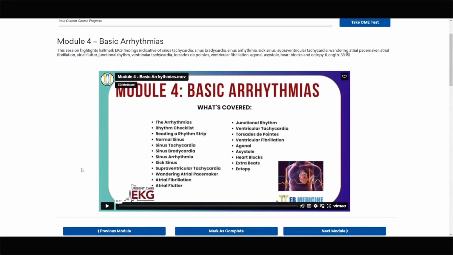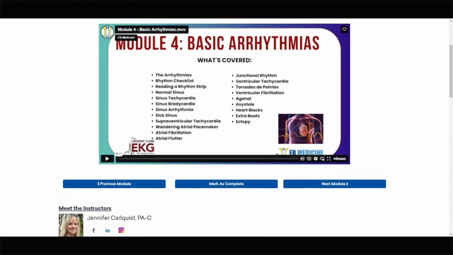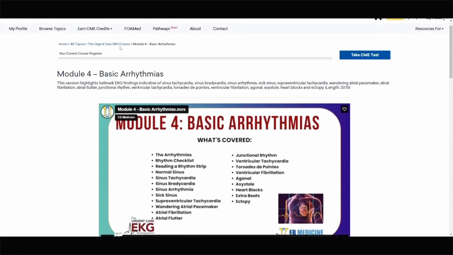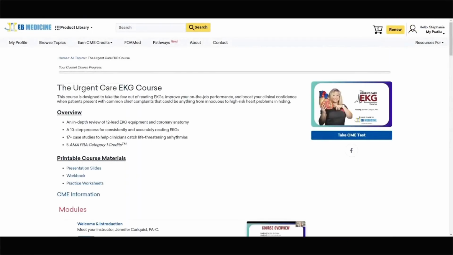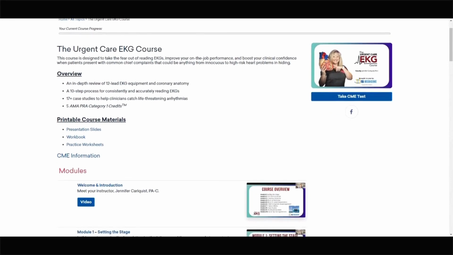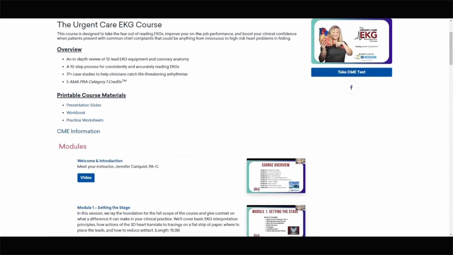So the basic arrhythmia module is about 30 minutes long. It's going to cover the hallmark EKG findings of sinus tach, sinus brady, sinus arrest, AFib and flutter, VTach, torsades, all of the different heart blocks. So Jennifer's going to break down rhythm strips step by step, as well as full 12-lead EKG interpretations. So Jennifer's expertise is going to help guide you or your clinicians to gain a solid foundation in EKG interpretation, provide you with the knowledge and understanding needed to safely manage a patient who presents to the urgent care that requires an EKG.